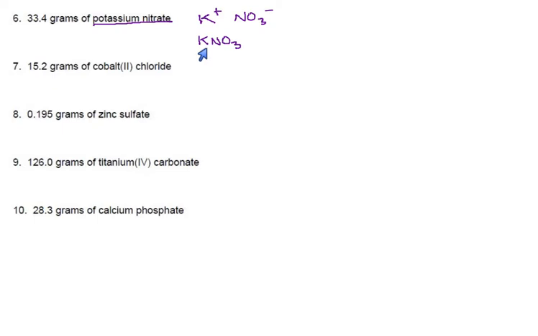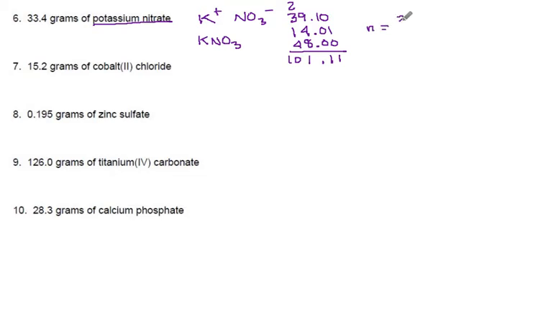So, if we're doing this thing's molar mass, we must add up 1 potassium, 1 nitrogen, and 3 oxygens, and all that together will make our molar mass. The potassium's 39.10. The nitrogen's 14.01. A single oxygen is 16, so 3 of them is 48.00. So 101.11 is our molar mass.